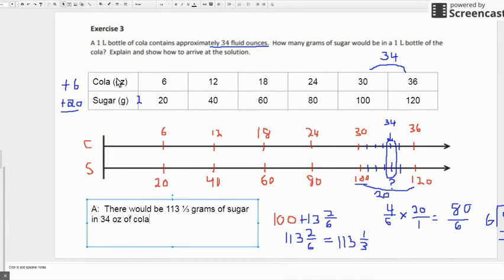All right, so we did the work. This is all the work. And remember, this is the answer over here. There would be 113 1/3 grams of sugar and 34 ounces of cola. All right, so there's how you use a double number line to help break down tables a little bit further. And we're going to use that on the next exercise you're doing in class. So go ahead and stop the video and move on to the next exercise.